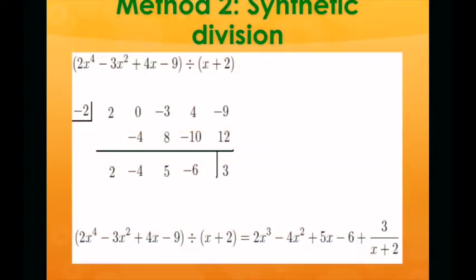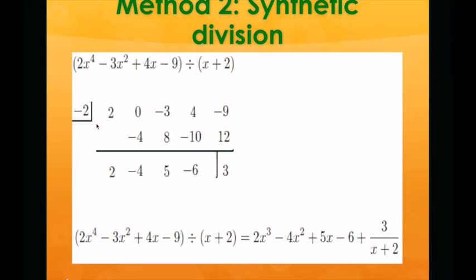Method 2, synthetic division. An example: 2x^4 - 3x^2 + 4x - 9 divided by x + 2. First, for x + 2, it will be -2 on the side. So you write -2 here, and you put in the digits 2, 0, as there is no power 3 so you put in a 0, -3 for the squared, 4 and -9. The first thing is to drop the 2 down here. -2 times 2 is -4. 0 plus -4 is -4.